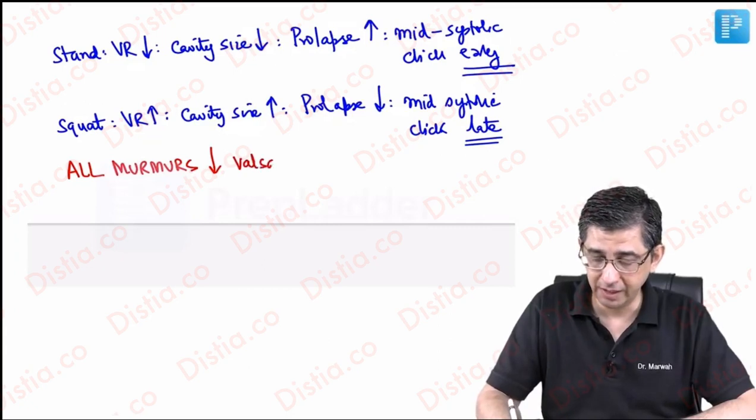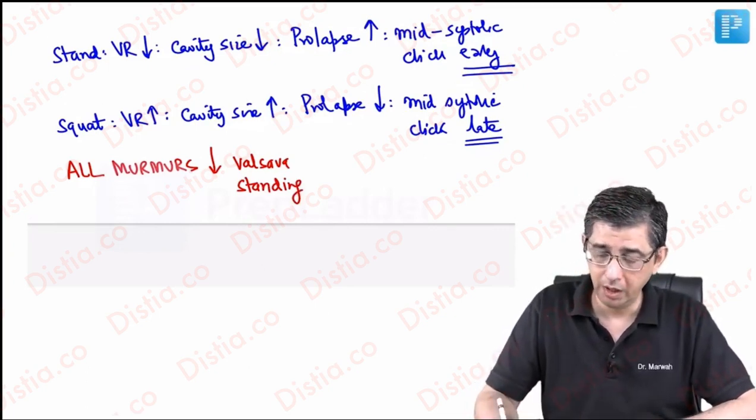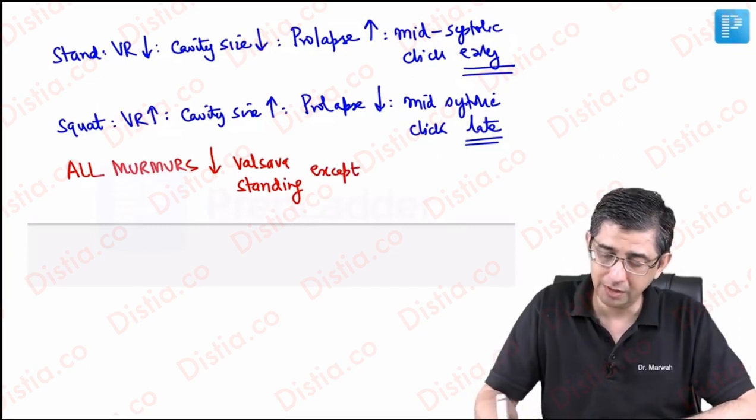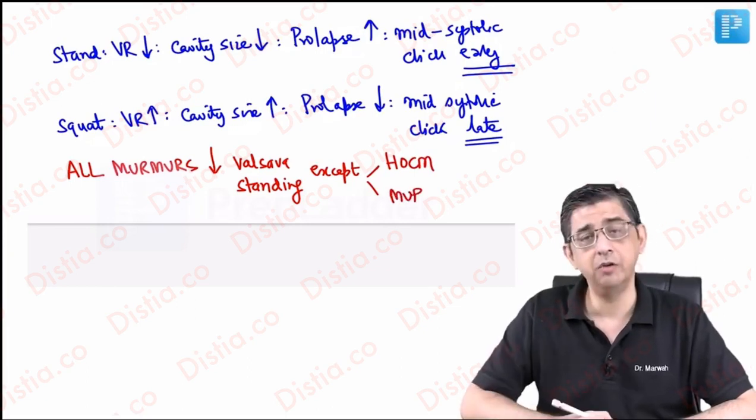with Valsalva and standing. The logic is that with both Valsalva and standing, there would be peripheral pooling of blood, so less blood will come into the heart, so all murmur intensity will reduce. Except there are only two exceptions. One exception to be remembered is HOCM. The second is the topic of interest, mitral valve prolapse.